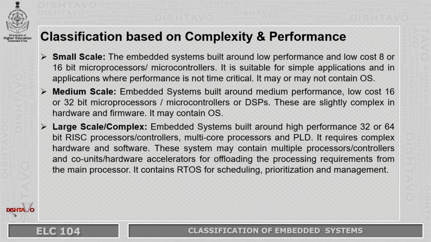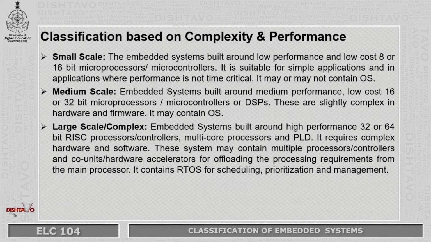Next, the criteria on which embedded systems are classified are complexity and performance. First is small scale systems. These embedded systems are built around low performance and low cost 8 or 16-bit microprocessors or microcontrollers and are suitable for simple applications and applications where the performance is not time critical. These systems may or may not contain an operating system.